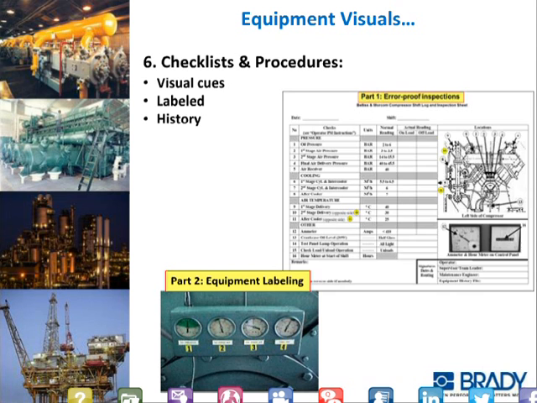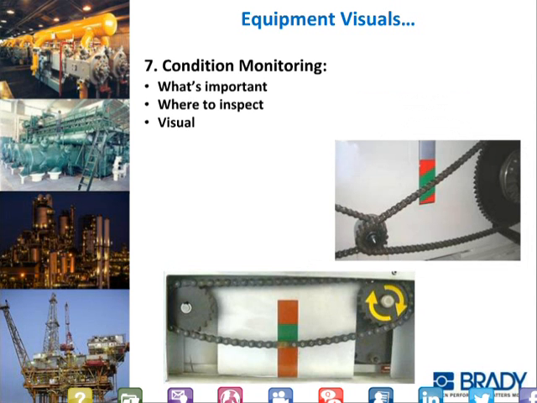Condition monitoring. This gets into what's important, what should we pay attention to, and where is it, and we want to make it visual. So a couple of examples here of just roller chain. How do you know if the chain has enough slack in it? Is it too tight? What should it be? And these are obviously slower moving chains, not fast chain.